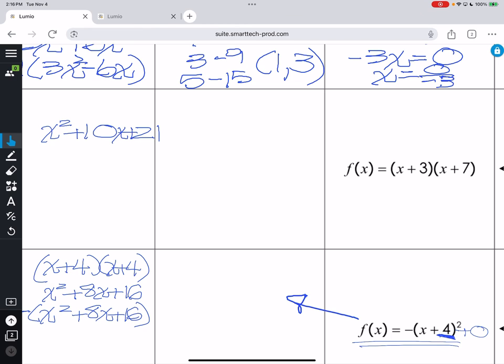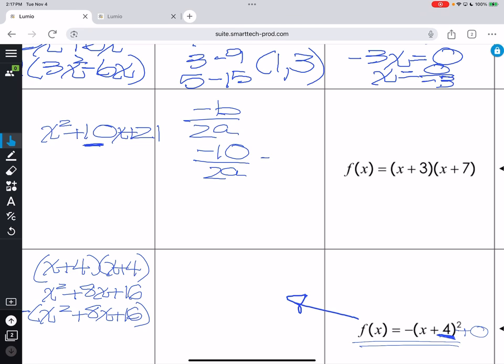So then, what would your vertex be for this? How do you figure out the vertex? Opposite B over 2A. Your B is 10, so negative 10 over 2A. That's -5. So -5.